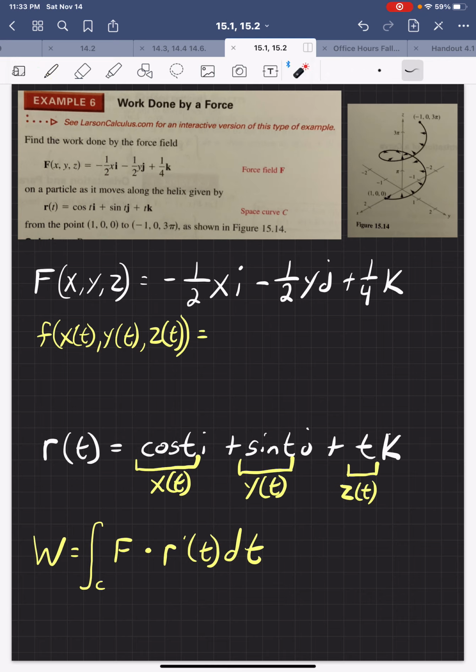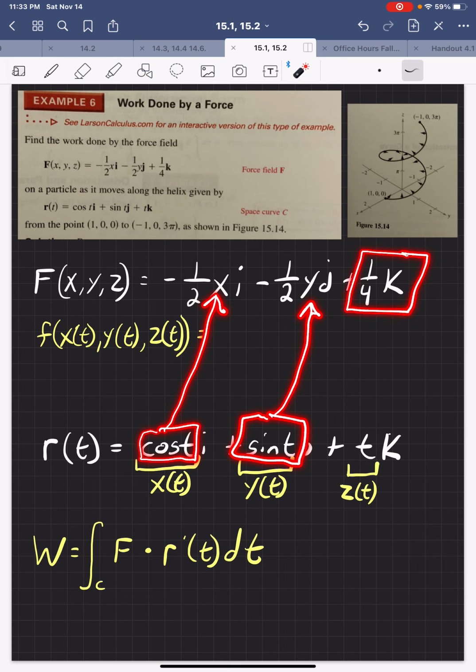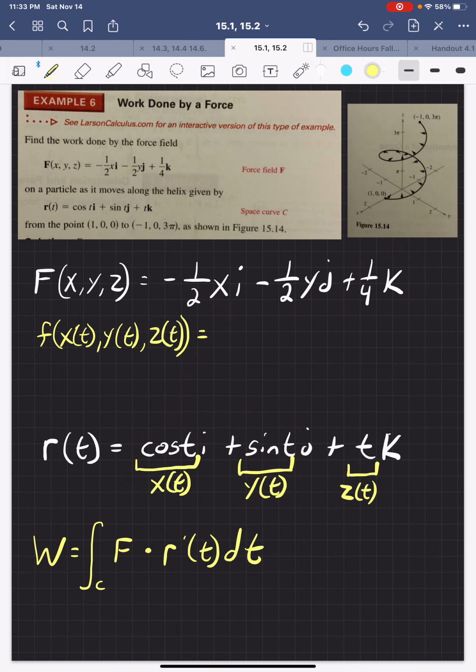So in this case, we're going to take cosine of t and plug it in for x. We're going to take sine of t and plug it in for y. Now, there is no t variable associated with k, so as soon as we plug in cosine of t and sine of t, we will have a function in terms of t. I'm going to draw you a picture so that you have it for your notes. Okay, and we want to plug in.